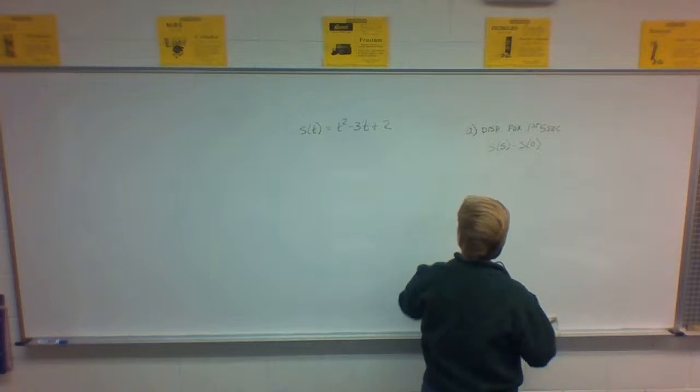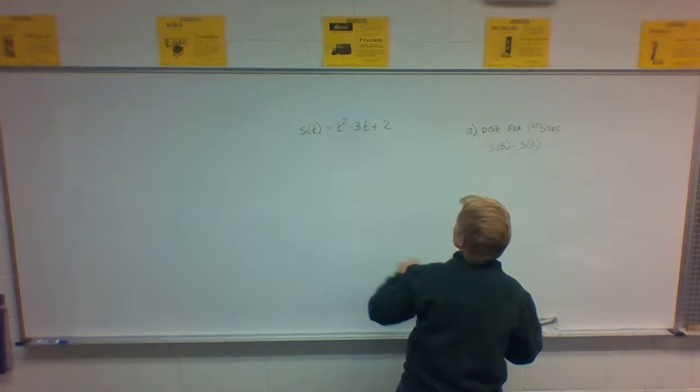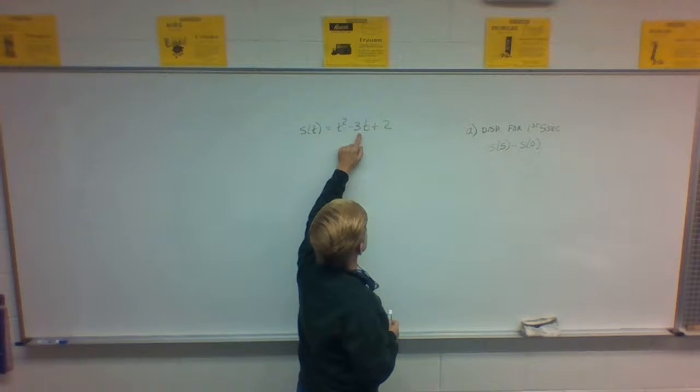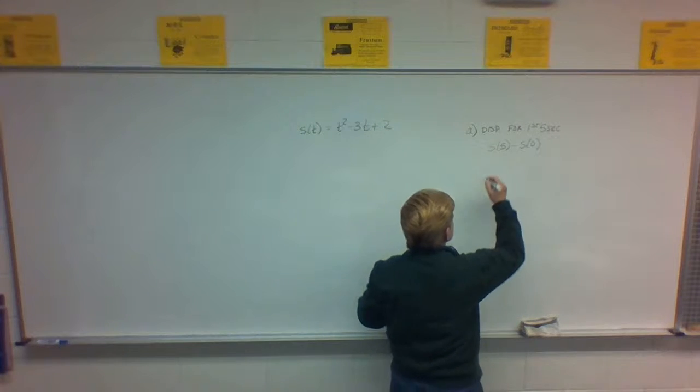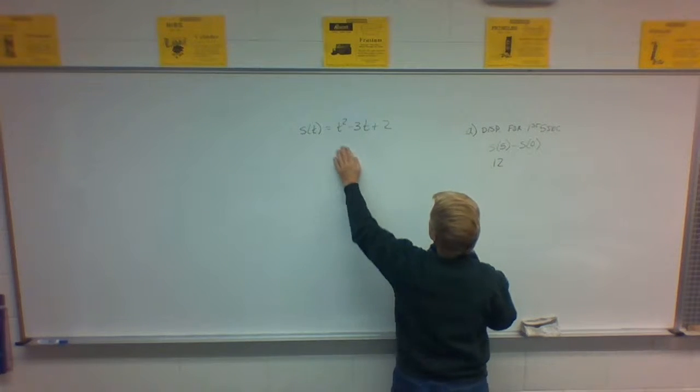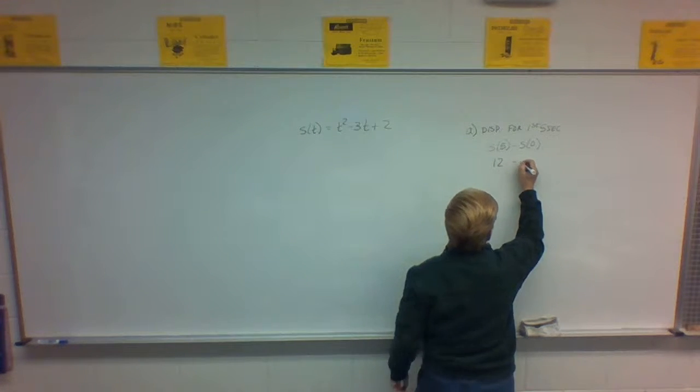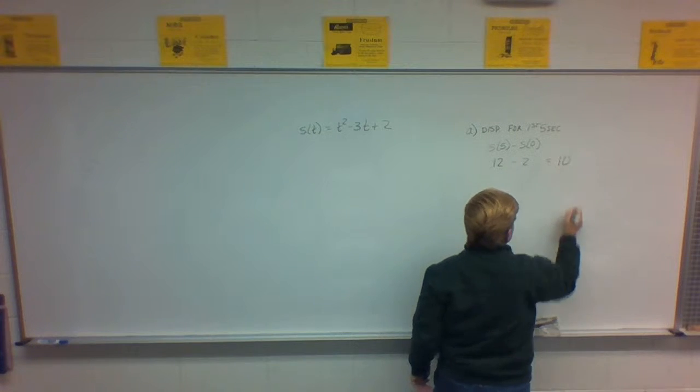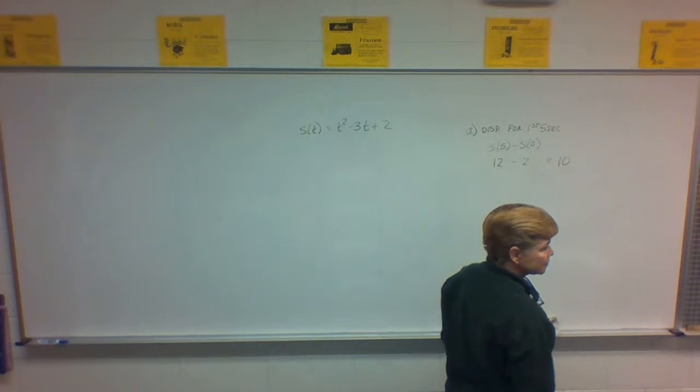Right? All right. So S of 5 is what? Let's see. It'd be 25 minus 15 is 10 plus 2 is 12. Yep. S of 0 is not 0. S of 0 is 2. So the answer is 10. 10 what? 10 meters.